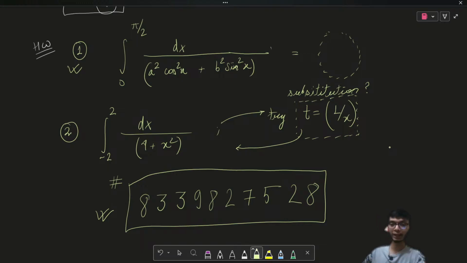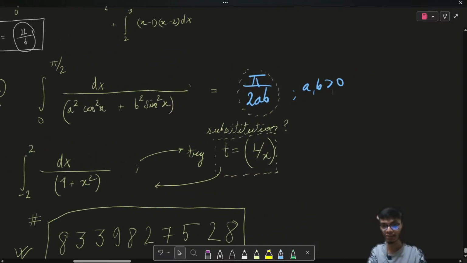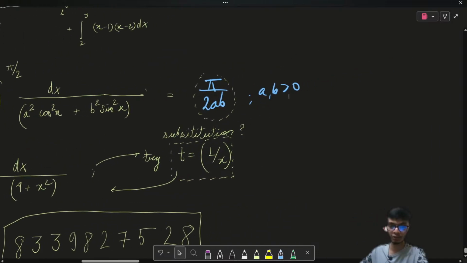The answer of this first question should be coming out as pi upon 2 times a into b, where a and b are both positive. I hope you have tried to solve this question and got the solution like this. Now let us see how we actually get this solution. If you are someone who is not able to solve the question, I'm just repeating the solution over here.